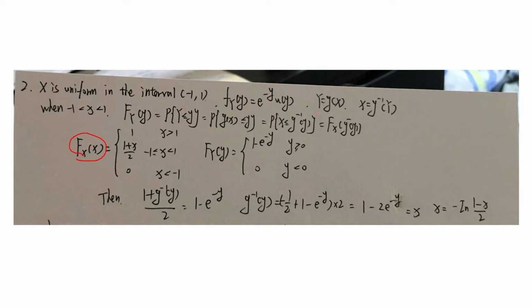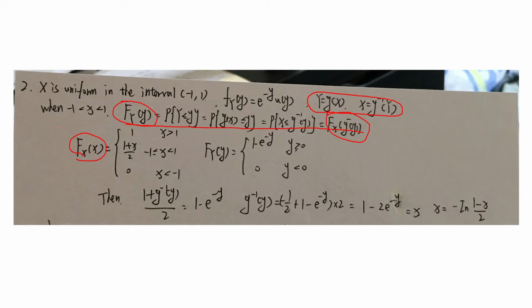We can use what we have concluded here to find that F_y(y) actually is equal to F_x of g to the -1 of y, which is the inverse function of g(x) here. So we can use the corresponding relationship here to find what g(x) is by using this equation. This part is equal to this part.